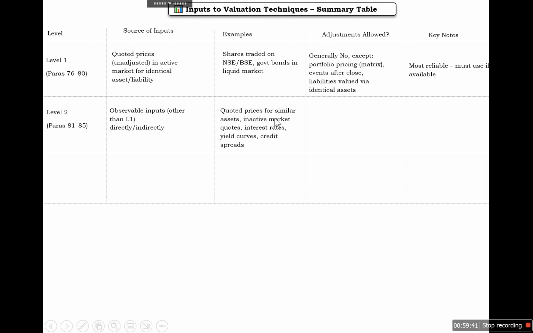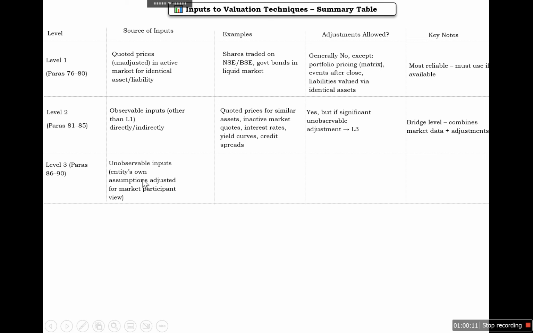And examples are quoted prices for similar assets, because the asset for which we are doing the fair valuation is not available. So we need to use similar assets, and in that case, it will be defined as a level 2 input. Inactive market quotes, interest rates, yield curves, and credit spreads. So we need to do the adjustment. So this bridges the gap between the available market data, and we need to do some adjustment.